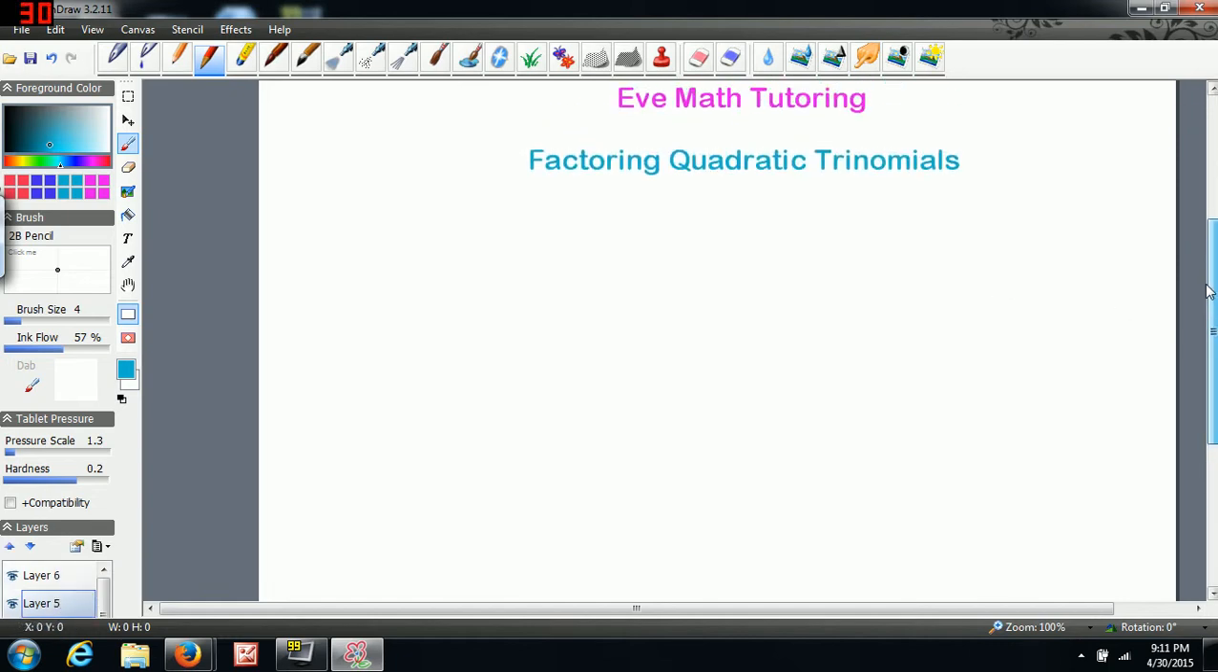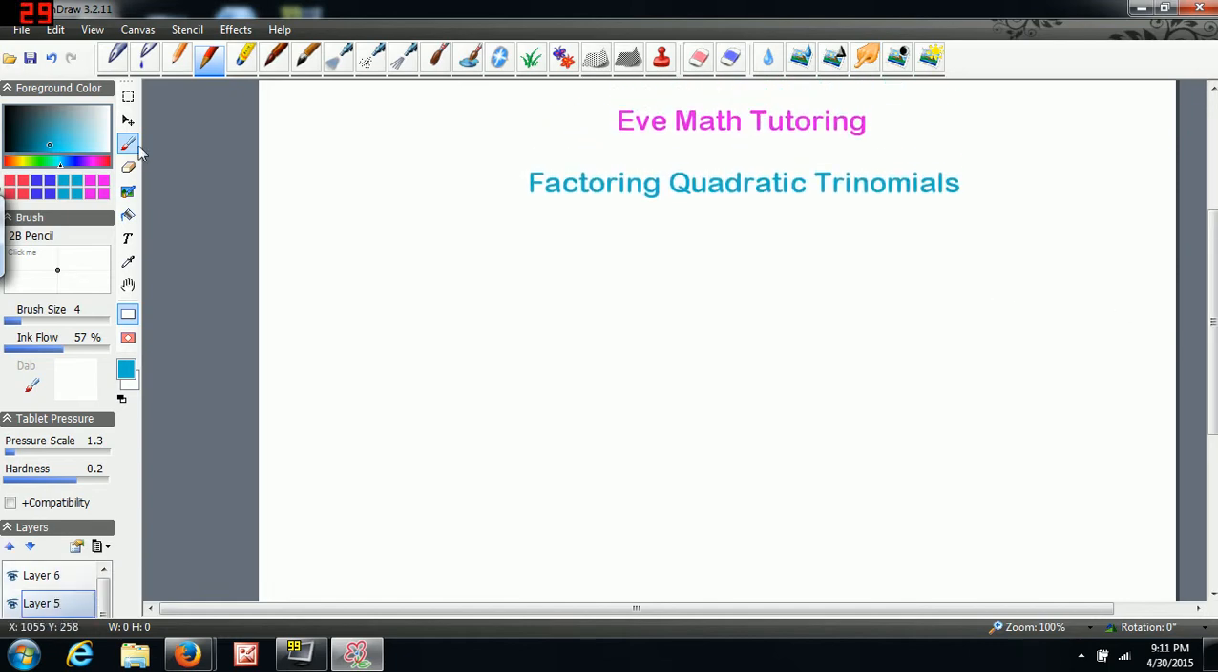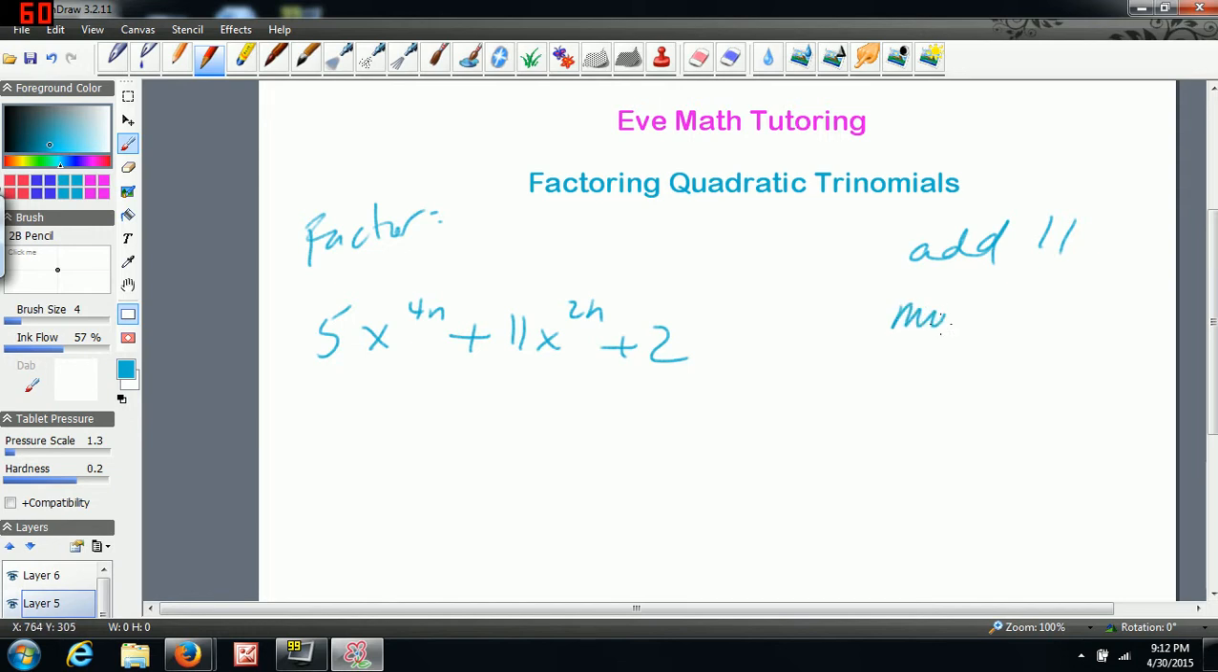So let's try a few more interesting ones. What if we had 5x to the 4n plus 11x to the 2n plus 2? What about something like this? So again, you've got the number in front, no common factors, so you want two numbers that add to the middle term, 11, and multiply to 5 times 2, which is 10.